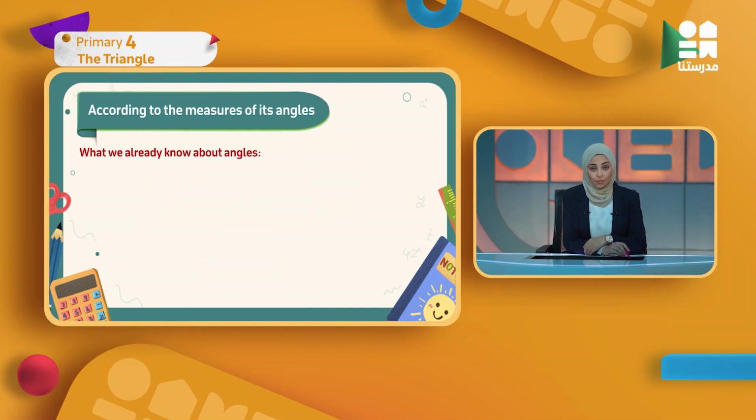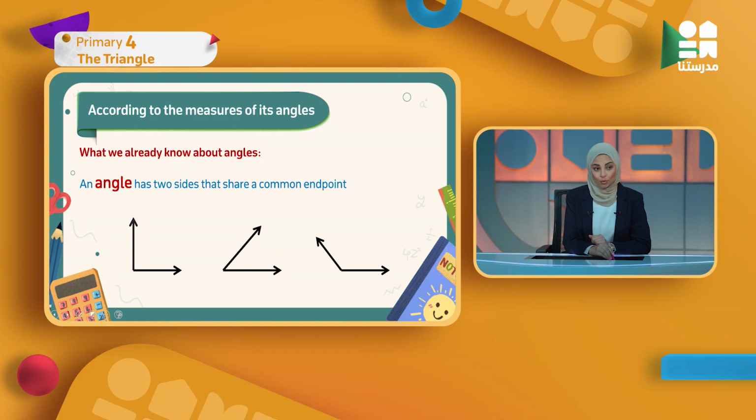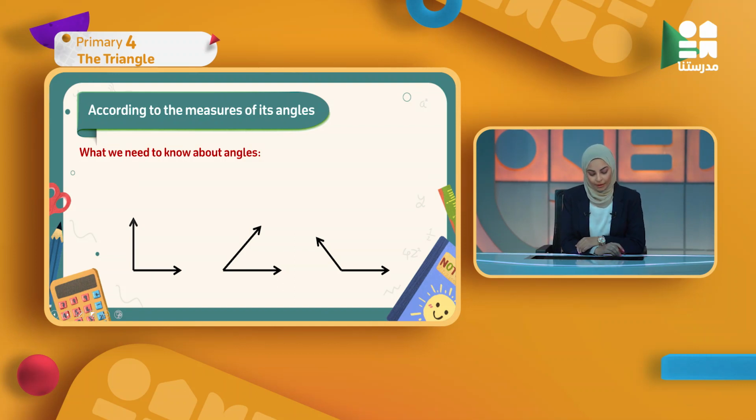Before starting to know the types of the triangles, we should know information about the angles. Okay, what is the angle? An angle has 2 sides that share a common end point. Like we see here, I have 2 sides and this point is called the angle. Here I have 3 different shapes of the angle. Okay? Now, what do we need to know about angles?